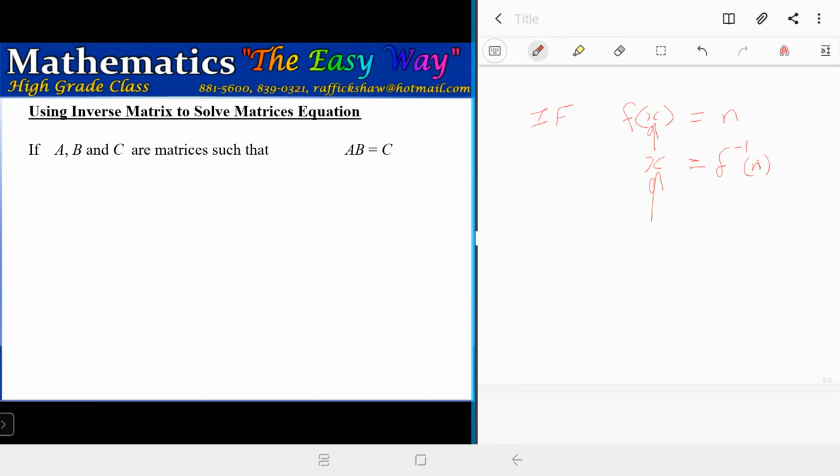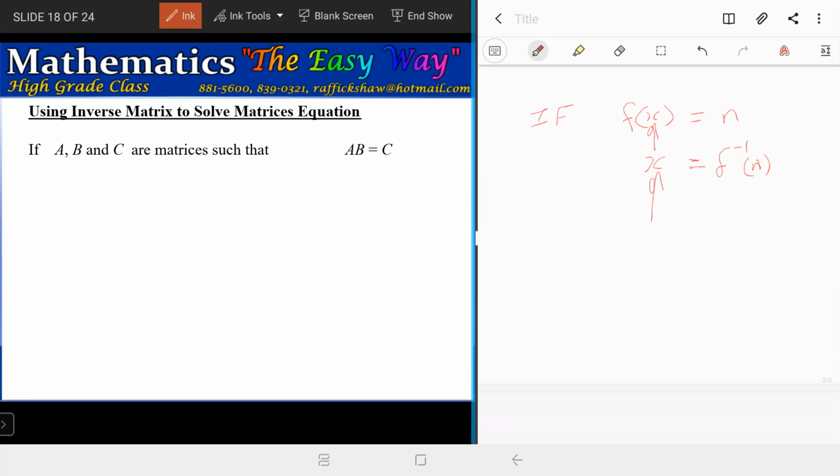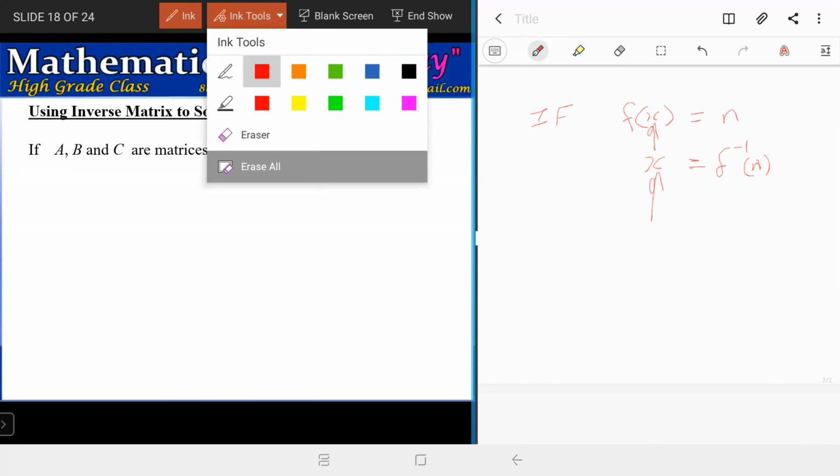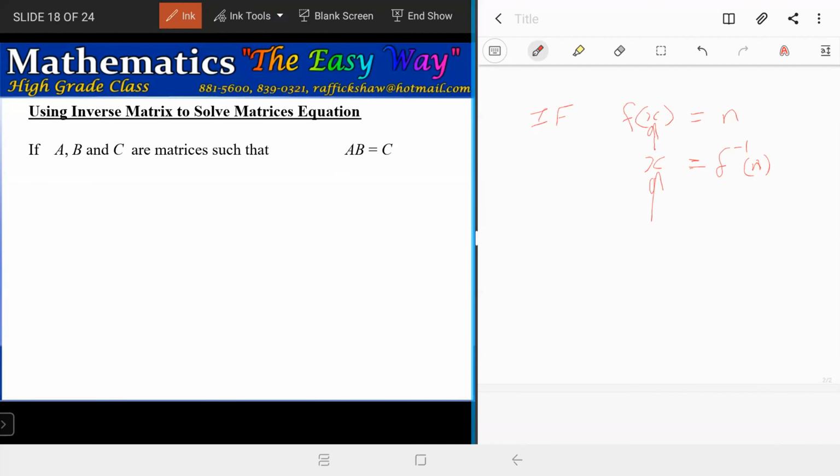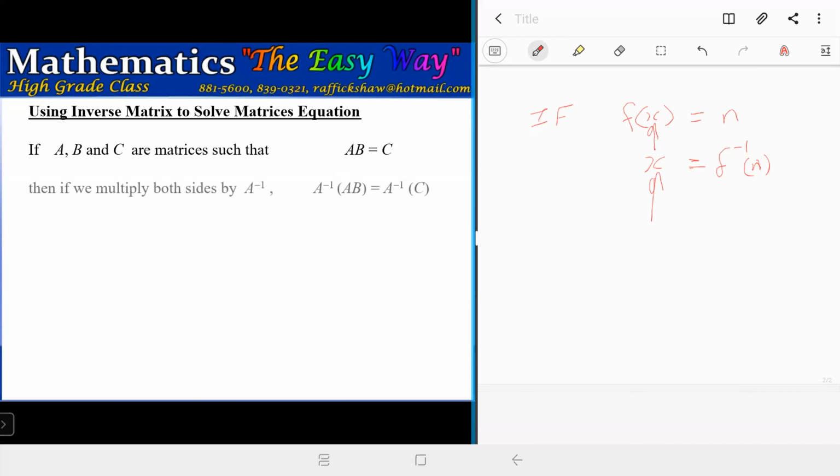So that's a concept. If AB equals C, and I multiply the left side by A to the minus 1, then I also have to multiply the right side by A to the minus 1. The important thing, however, is to remember that matrix multiplication is non-commutative. And so if I multiply A to the minus 1 by AB, then I have to multiply A to the minus 1 by C. I have to put A to the minus 1 in front of both of them, right? Because matrix multiplication is non-commutative. All right, so that's what I'm doing there.